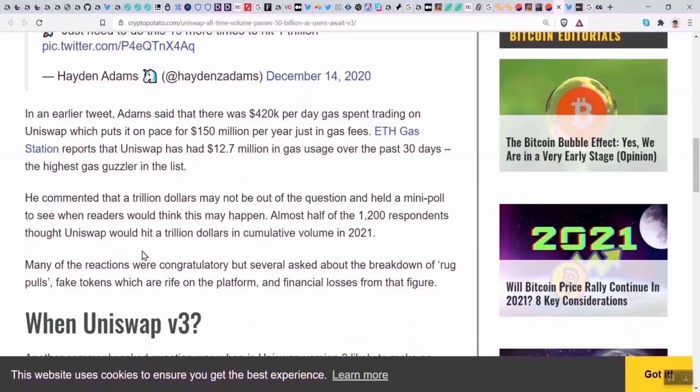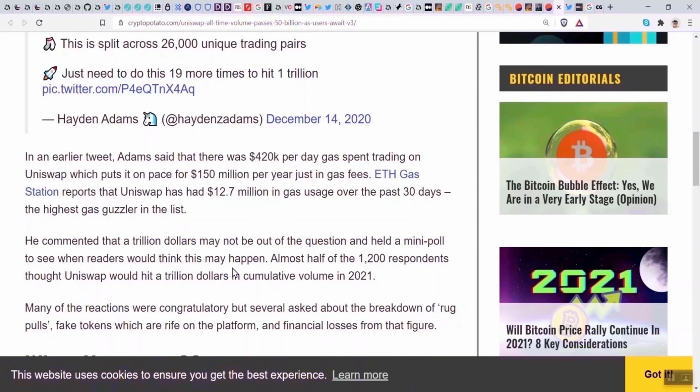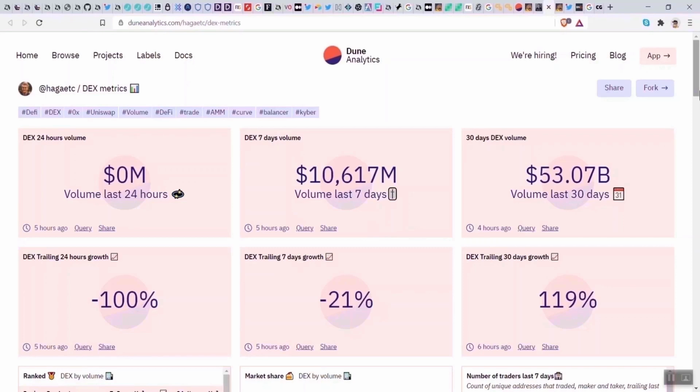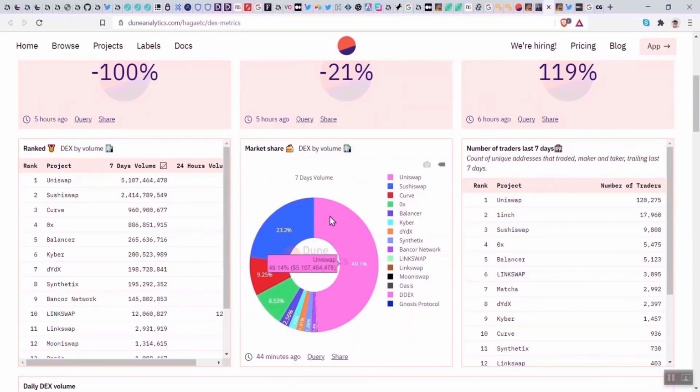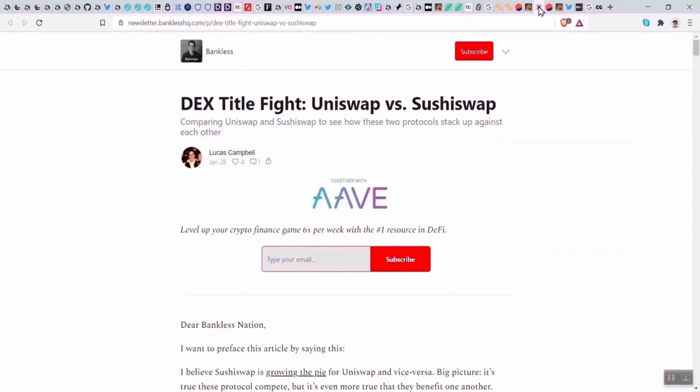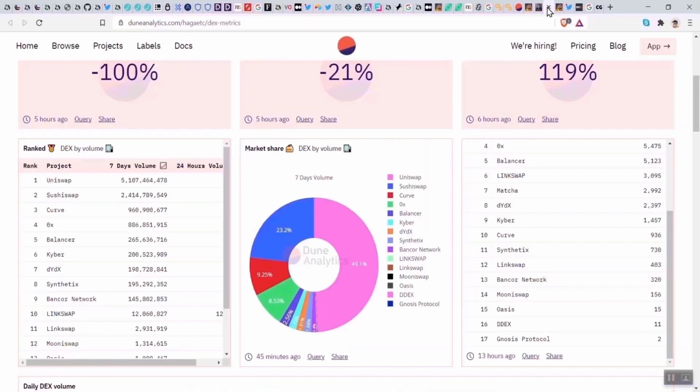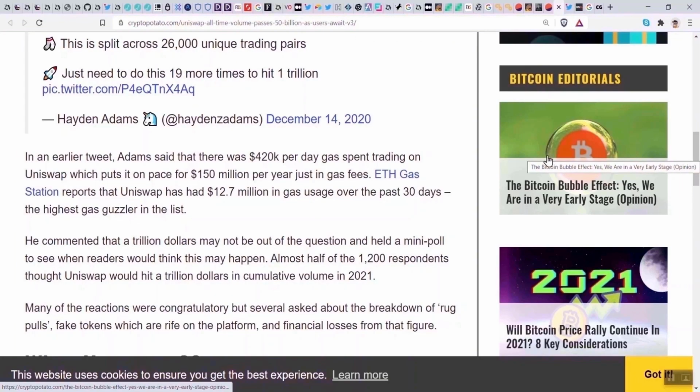If I return to the Crypto Potato article, as per the $1 trillion claim, well, it's always important to factor in the competition, and despite Uniswap accounting for nearly half of the market share based on trading volume, SushiSwap is catching up. There's a separate article discussing that. You have others listed here, so there's Curve and 0x, Balancer, Kyber Network, Synthetics, Bancor Network. These are some other major cryptos that are potential threats. The $1 trillion volume is definitely not out of the realm of possibility. I say we have to be pragmatic as well.